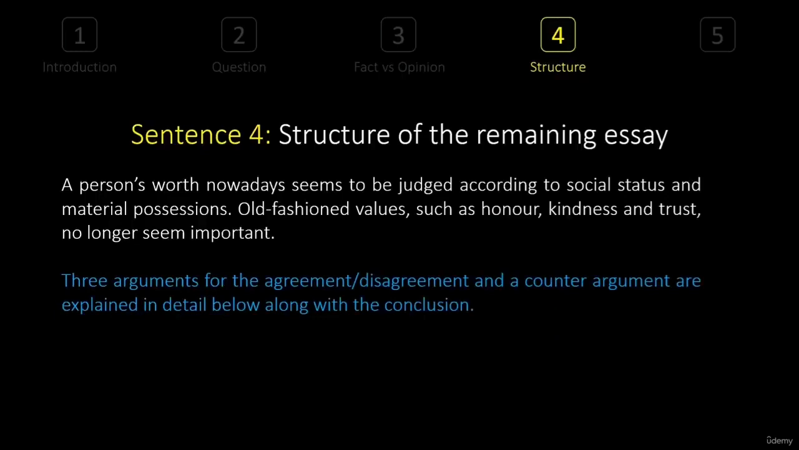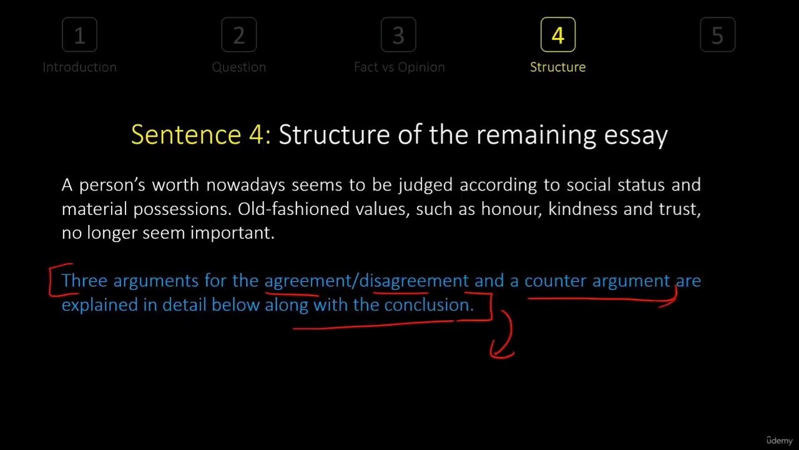Let's see an example: three arguments for the agreement or the disagreement, whichever you choose. This is an option, of course. And a counter argument are explained in detail below along with the conclusion. Saying these things are explained in detail below with the conclusion means now they know that this is the ending of your introduction. After this, three different arguments are going to come, either for your agreement or disagreement, and a counter argument is important. We'll see why it is important when we understand the question type itself. And they are explained with examples probably. You can also add that along with the conclusion.